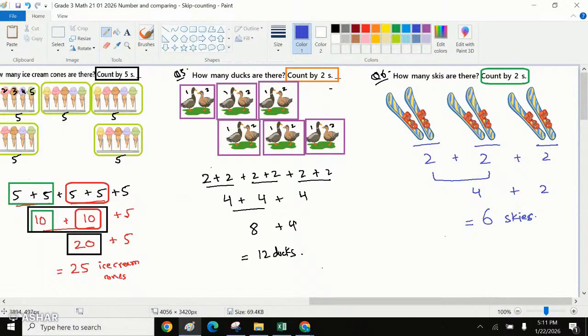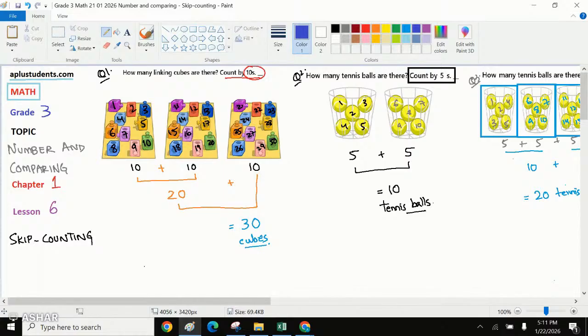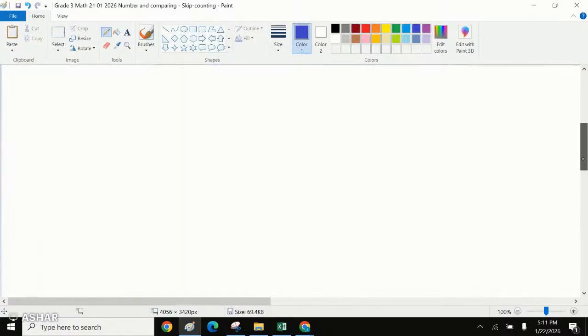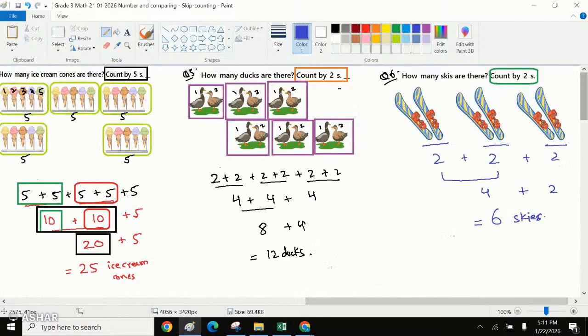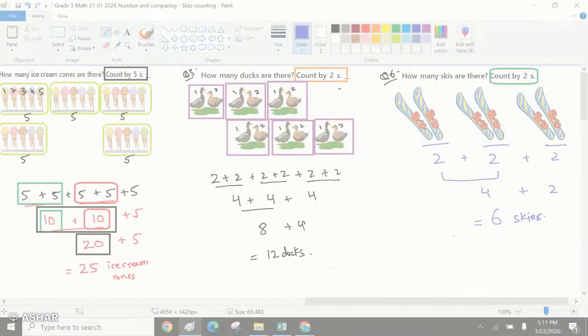So, yes. See, what our requirement is, what they're asking us to count by, right? If they would ask us to count by 5, we would do it by 5. If count by 3, we do it by 3. Count by 10, we count by 10. So depending on the question that we have, see in these questions, they're asking to count by 5, count by 2, count by 2. So depending on the question, we do the counting, okay?